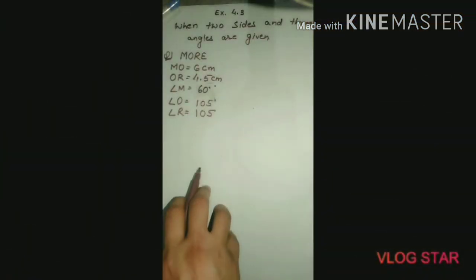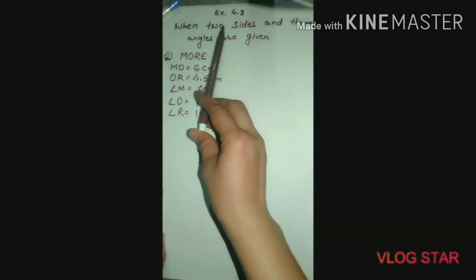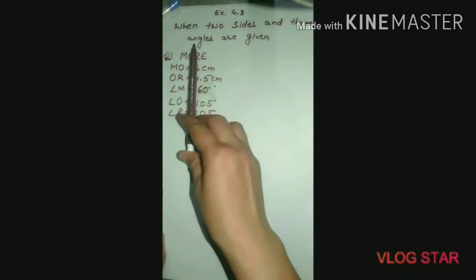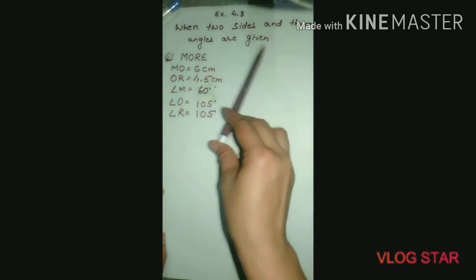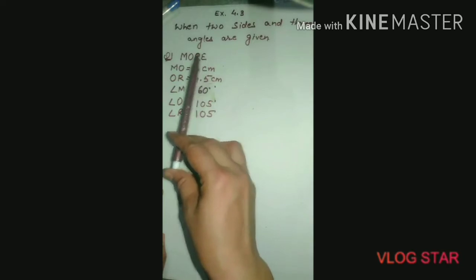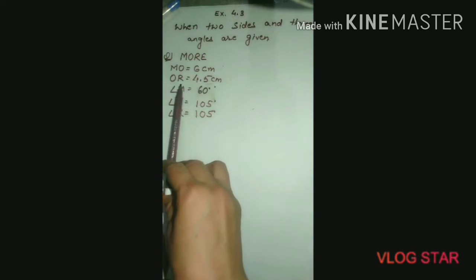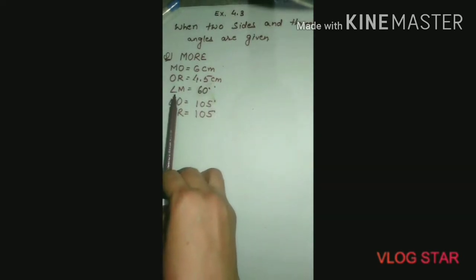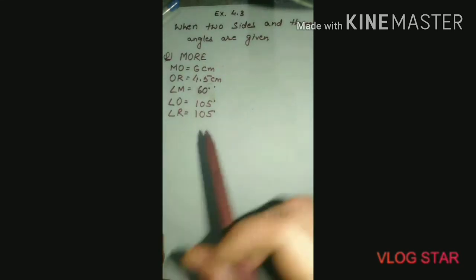Good morning students. Now again here we are starting with exercise 4.3, where the condition given is that two sides and three angles are given. The first question is to construct a quadrilateral MORE where MO is given 6 cm, OR is given 4.5 cm, angle M given 60 degree, angle O given 105 degree and angle R given 105 degree.